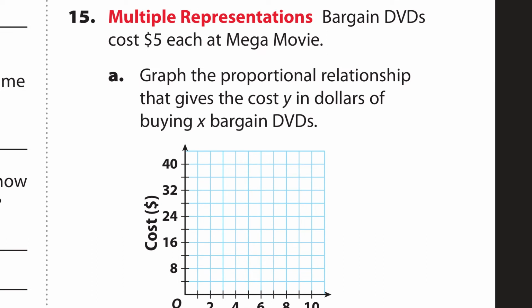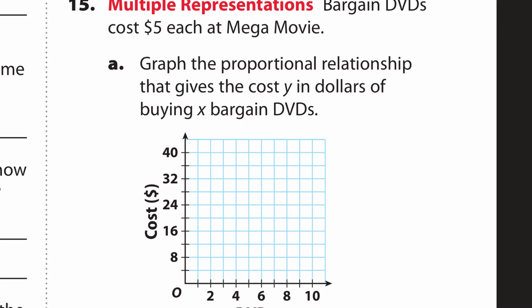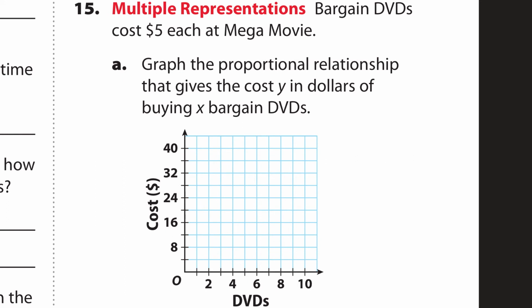Okay, multiple representations. Bargain DVDs cost $5 each at Mega Movie. Graph the proportional relationship that gives the cost y in dollars of buying x bargain DVDs. Well, okay, think about this for a moment. If this were x and this were y, x would be DVDs and y would be cost. It's $5 for each movie.